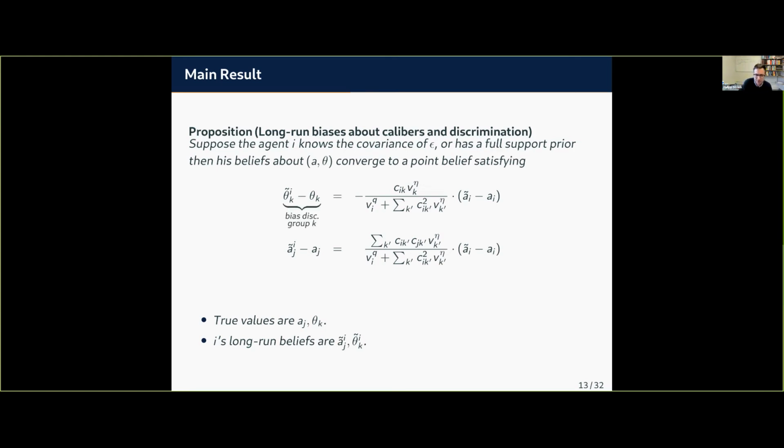What is kind of interesting is that all these biases scale in the extent to which a person is overconfident. So if person I is not overconfident, then this is 0, and in fact person I is not going to be biased. That just corresponds to the rational learning case.